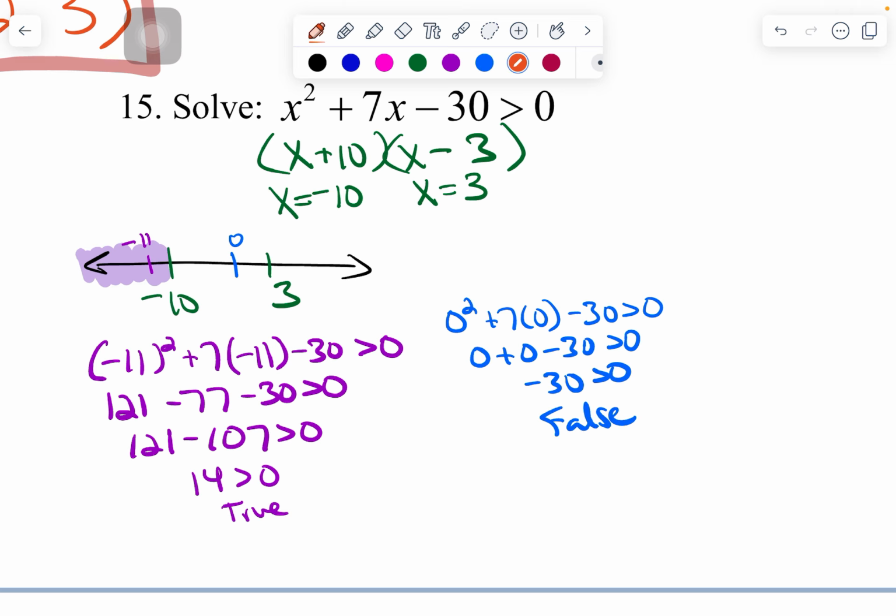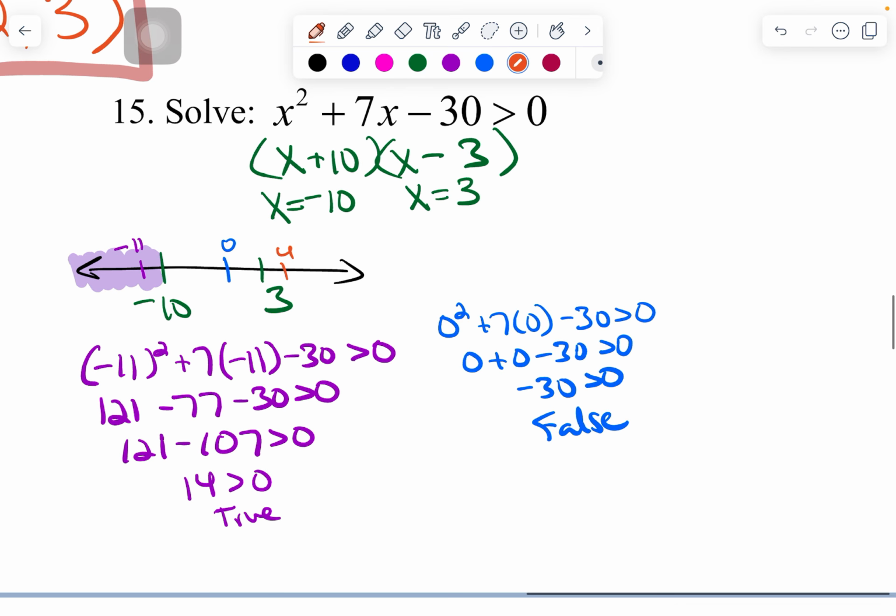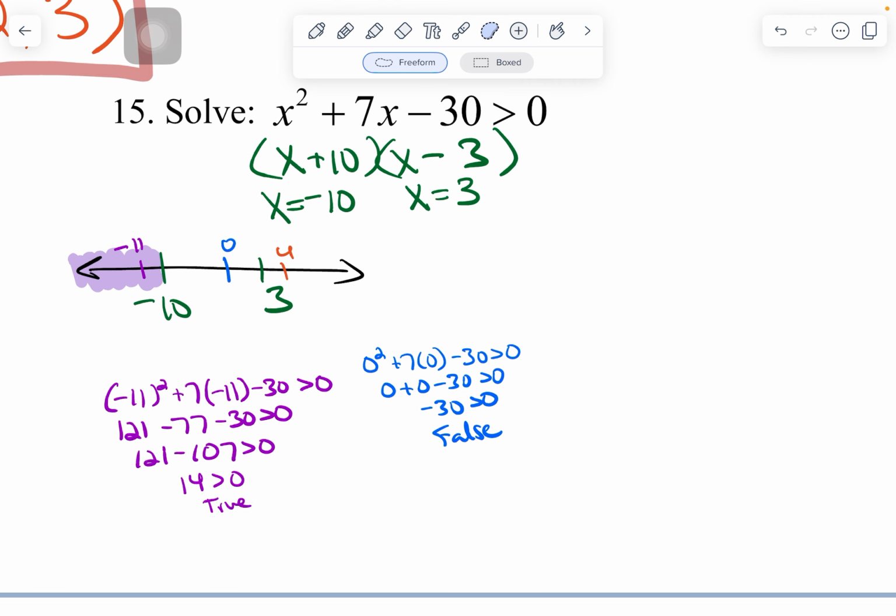So not true. And let's say for giggles, I test 4, keeping it close. So give me a second here. Let me shrink down these other two tests.